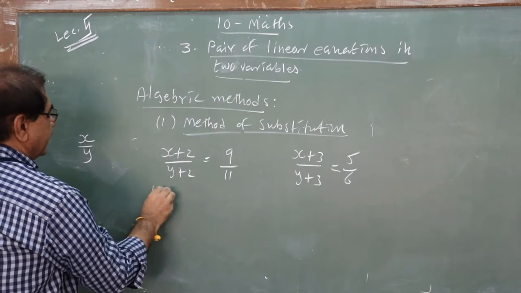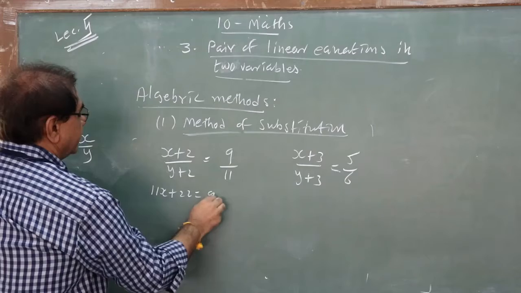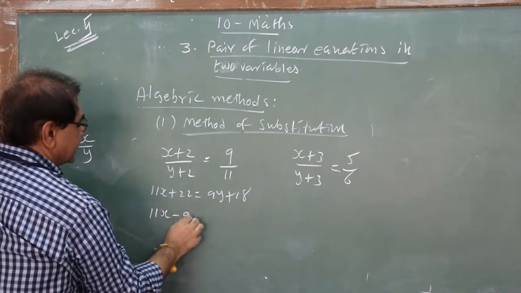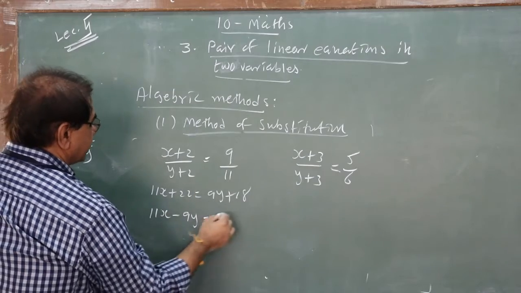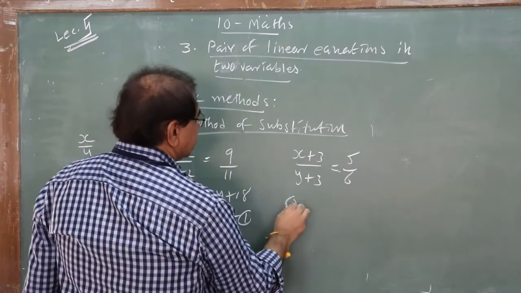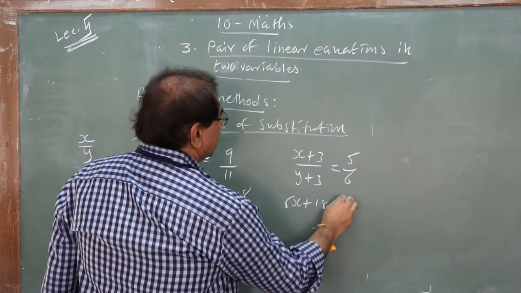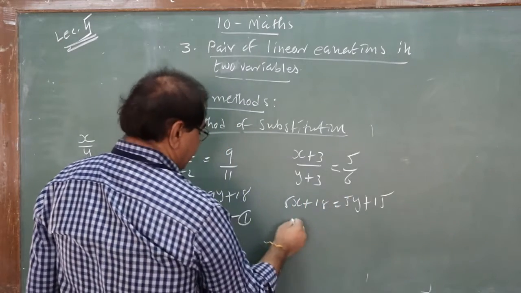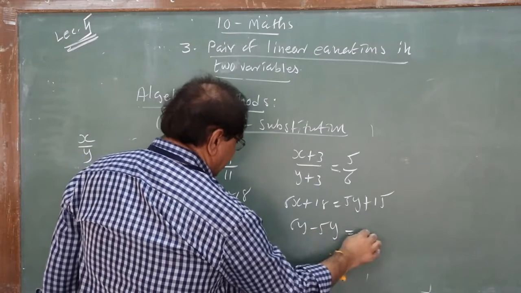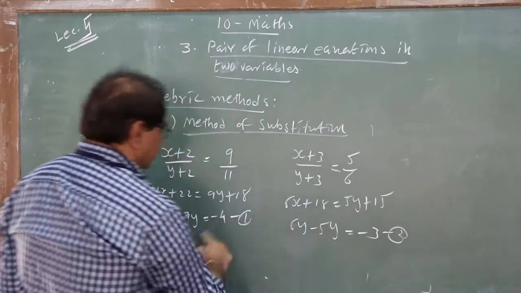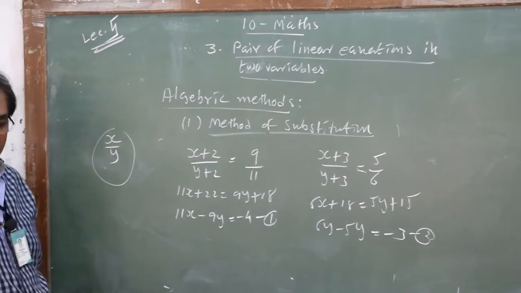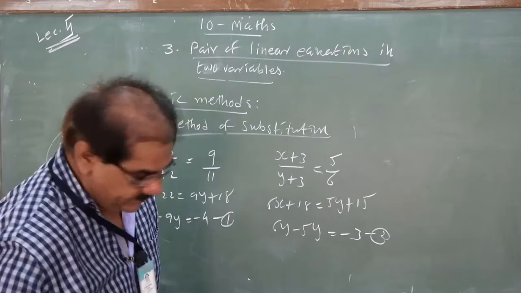Cross multiply: 11x plus 22 equals 9y plus 18. So 11x minus 9y is equal to 18 minus 22, that is minus 4. Equation number 1. Similarly, 6x plus 6 3s are 18, 5y plus 5 3s are 15. So 6x minus 5y is 15 minus 18, which is minus 3. Equation number 2. Solve them, get the values of x and y, and finally find out what the fraction is. And now the last one.